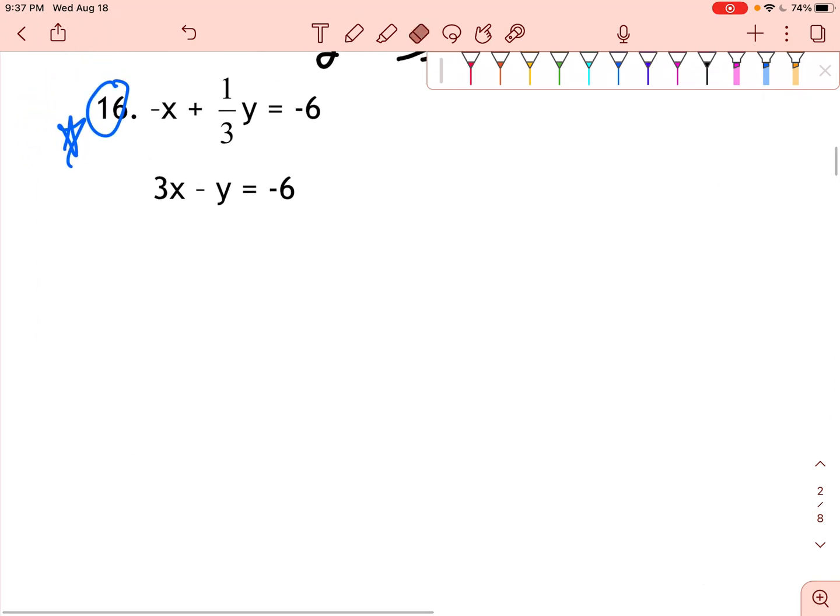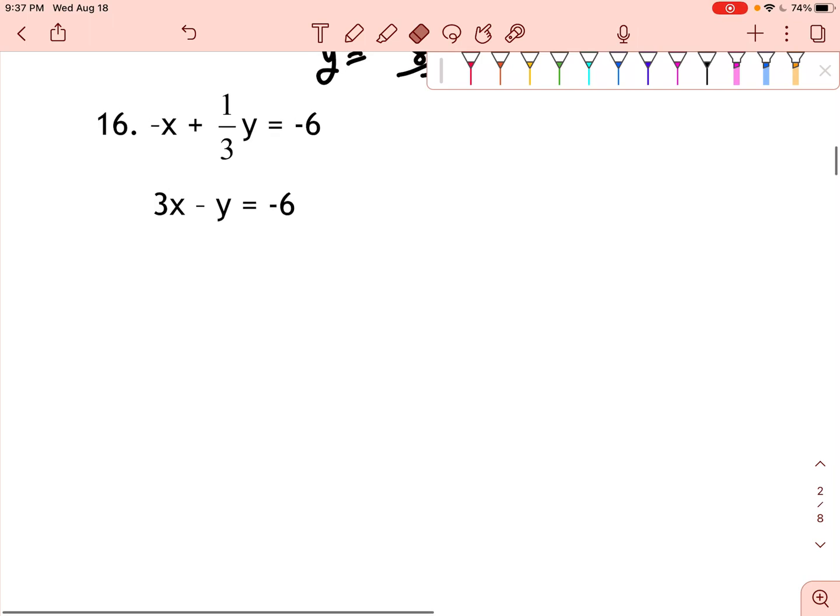Number 16. I think most of us dislike fractions if my 17 years of teaching experience have taught me anything. So we're going to multiply out the fraction. We're going to get rid of the fraction. In order to do that, we're going to multiply by the denominator. In this case, there's only 1. There's only this 3 right here. So I'm going to multiply the entire top equation by 3 to clear that fraction.